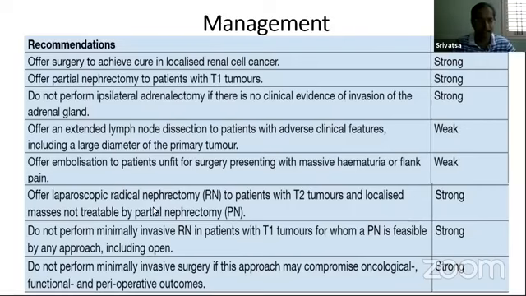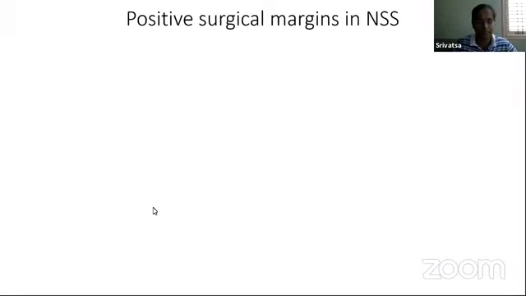The next thing is again very important. Do not perform minimally invasive radical nephrectomy in patients with T1 tumors for whom a partial nephrectomy is feasible by any approach, including open. So the key consideration here, or the driver, is the oncological outcome, nephron sparing, followed by the access. So this order should not be altered. Oncological outcome is paramount, followed by nephron sparing wherever possible, and the access takes the third preference. Do not perform minimally invasive surgery if this approach may compromise oncological, functional, or perioperative outcomes.